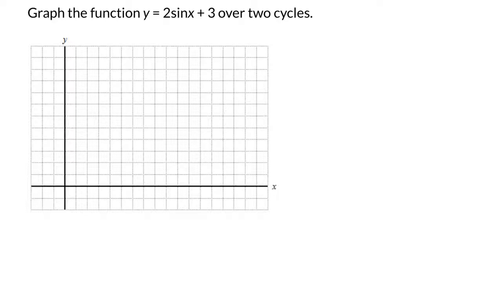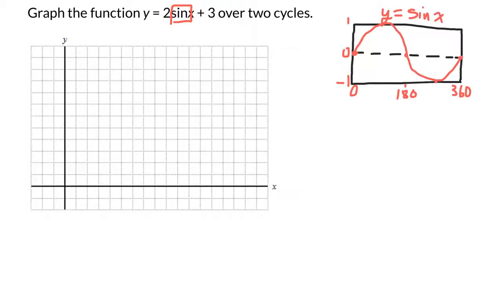So here is a function that I want to graph. y equals 2 sine x plus 3. And I want to graph this over 2 cycles. So the first thing I need to notice in this function is that it's based on sine of x. So sine x is the parent function. And if you'll recall, this was my drawing of one cycle of the sine curve.